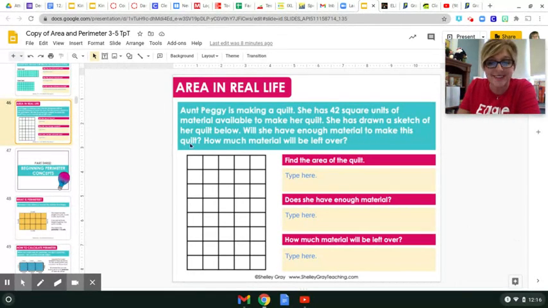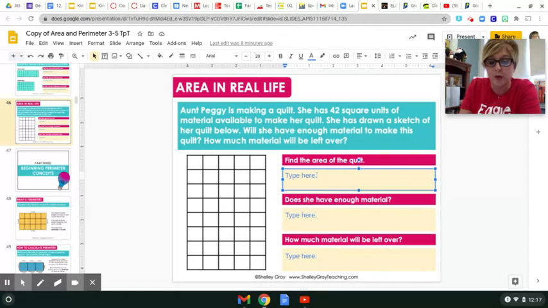So if this is her sketch, I see unit squares. I need to know if she's going to have enough material because she has 42 square units. So the first thing we're going to do, it says to find the area of the quilt. Again, I can count all of the unit squares. That's one strategy for finding area if I have unit squares, or I can count the unit squares in the length and the width and then multiply them together.